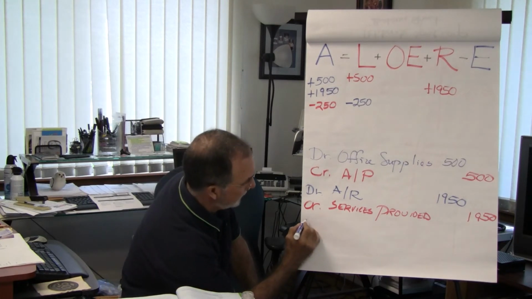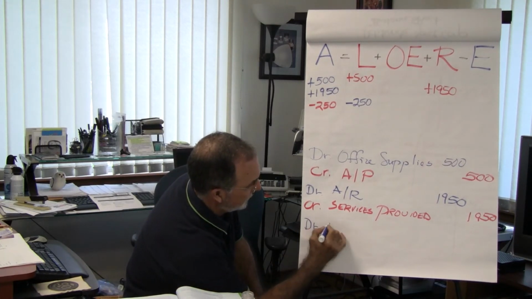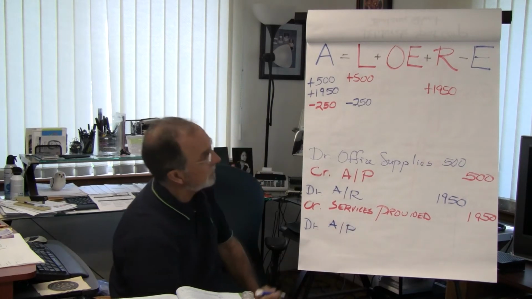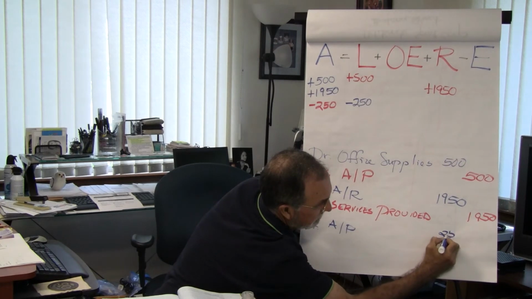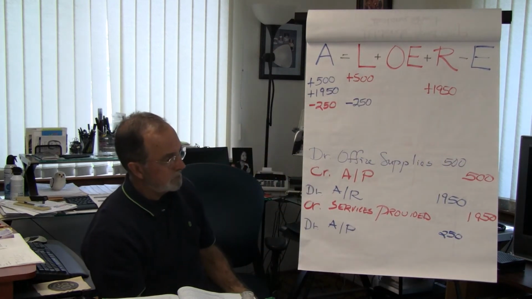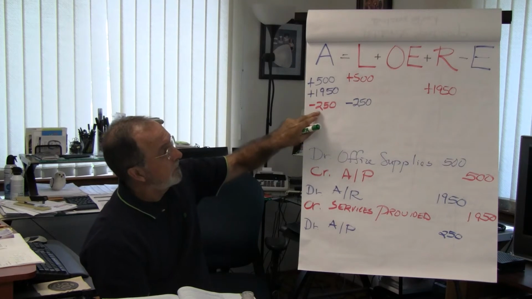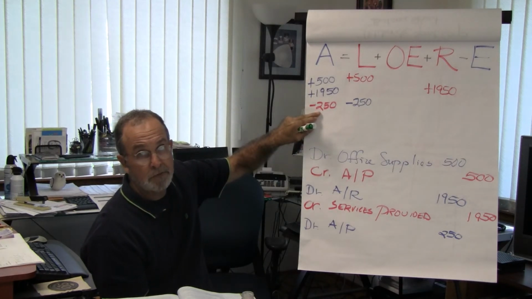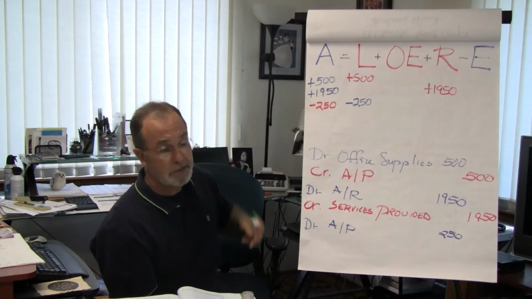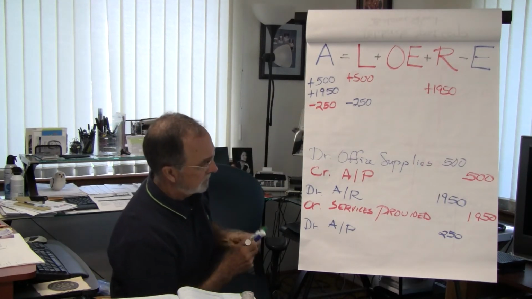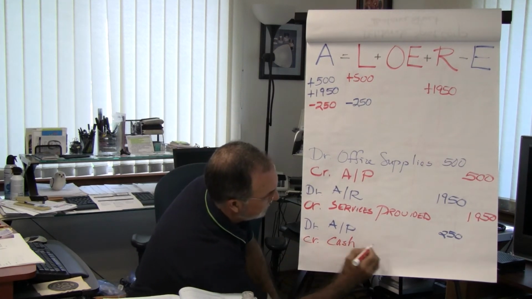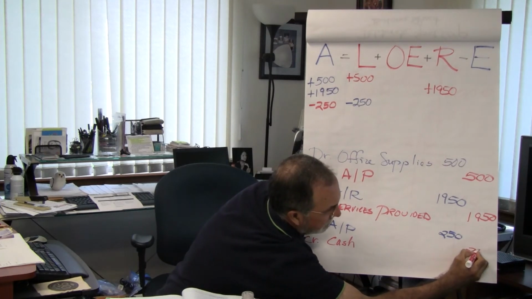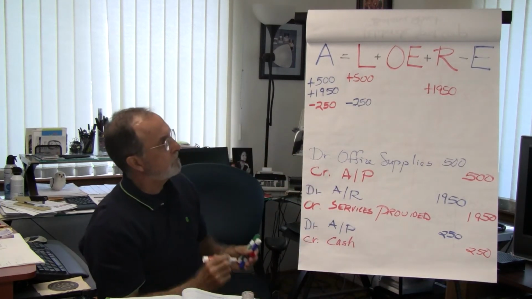And so how we record it would be with a debit to accounts payable to show that we are making payment on account, debit accounts payable $250. And anytime we make a payment on an amount we owe, that's going to result in a credit to cash. Cash is going to decrease for the amount of our payment. And so our credit will be to cash in the amount of $250.